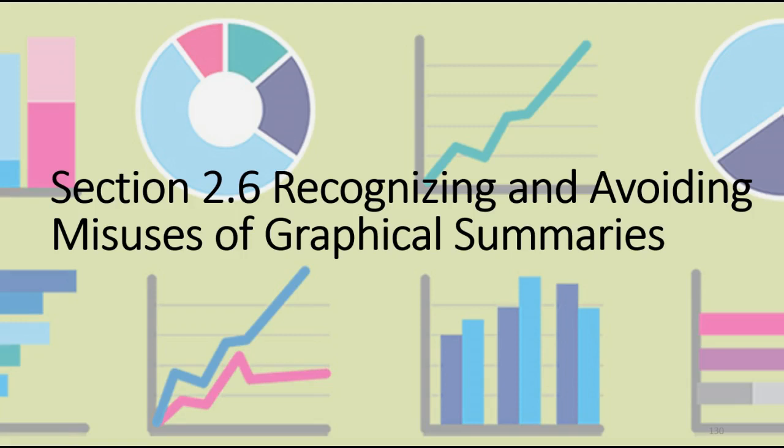The last section of your book, section 2.6, looks at recognizing and avoiding misuses of graphical summaries. As an introduction to this topic, read the chapter in your book on pages 76 through 80. This video concludes the video to accompany Chapter 2 notes.